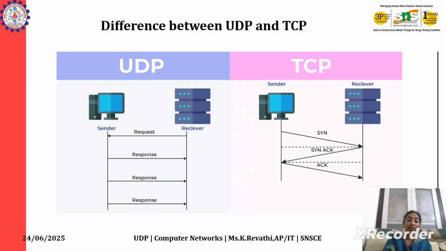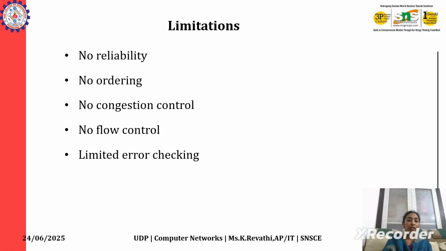Then every protocol has many advantages and also disadvantages. Here TCP has some advantages over UDP, and UDP has some disadvantages compared to TCP. Let's move on to the limitations or disadvantages of UDP. Here there are five limitations in UDP.